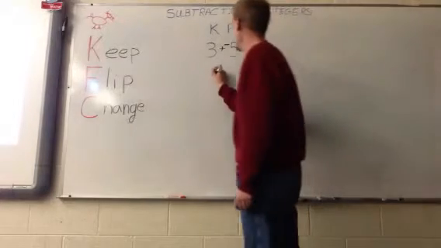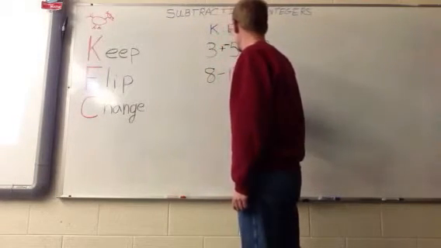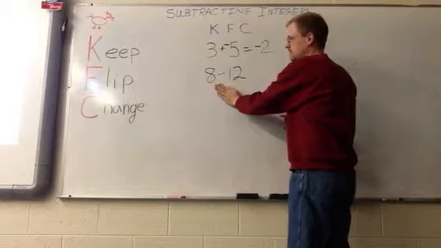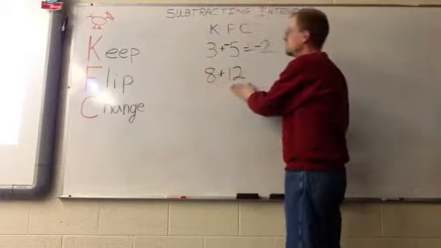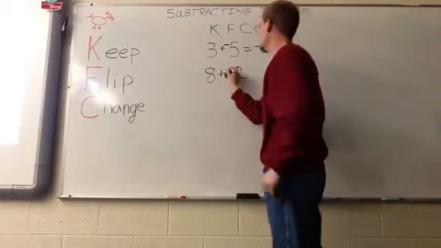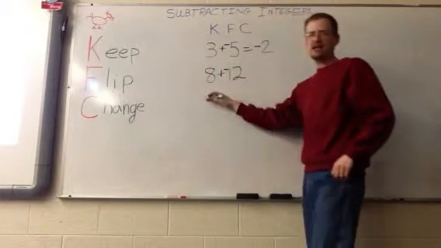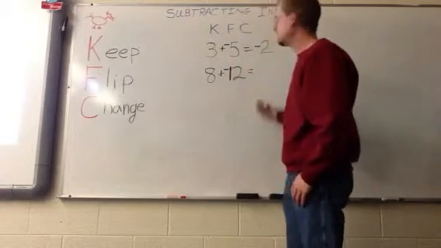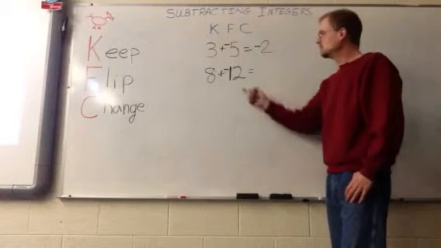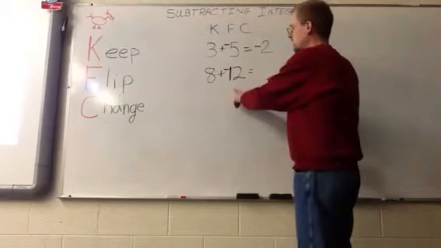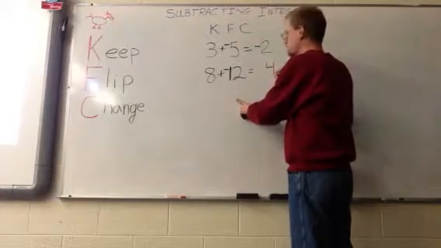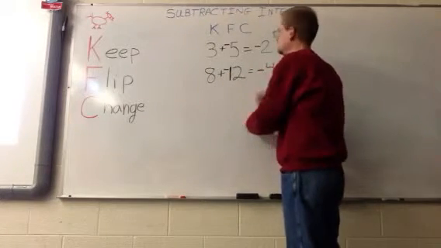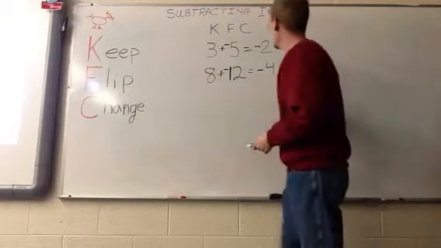Let's try another one. Let's do 8 minus 12. KFC. Keep the first number the same. Flip the sign. Change the sign of the last number. It will be a negative. So we have 8 plus a negative 12. Hopefully you can see that well. Now we just do an addition problem. Signs are different, so we subtract the two numbers. 12 minus 8 is 4. We give the sign of the biggest number. 12 is bigger. It's a negative. We get negative 4.